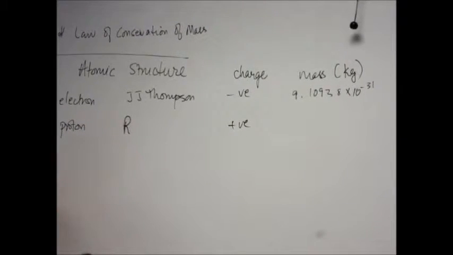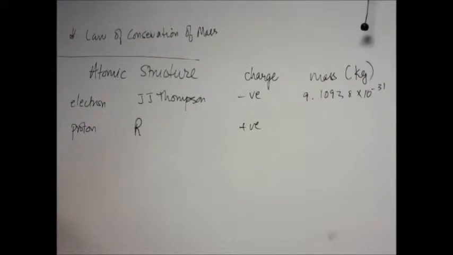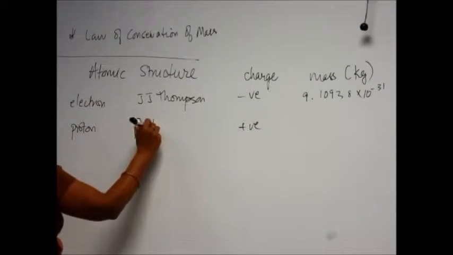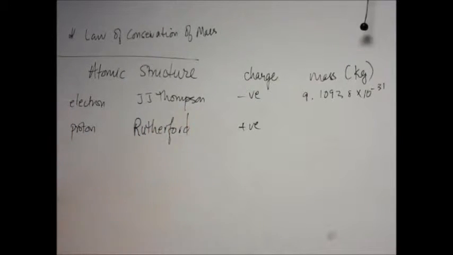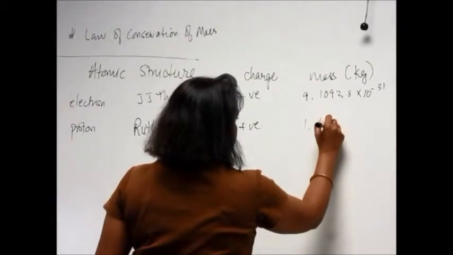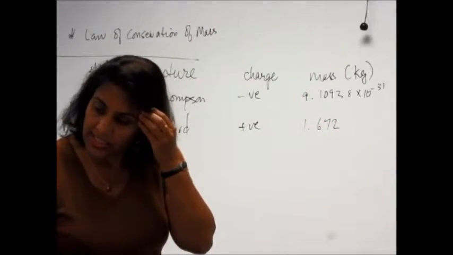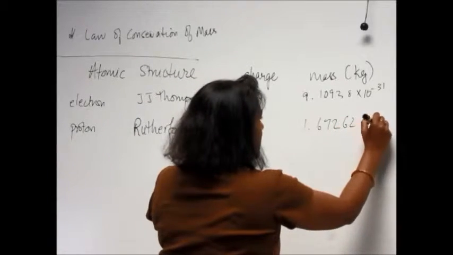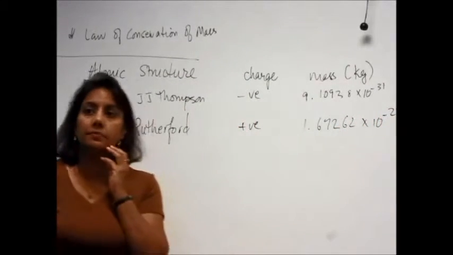Anyone? Come on. You should have done the self-study. It's even in the question. Yes? Right, from Australia, and he discovered the proton. The proposal was there, of course, that you should have a positive particle, but the fact that he actually proved it was the important part. The mass of the proton is 1.672 times 10 to the negative 27.